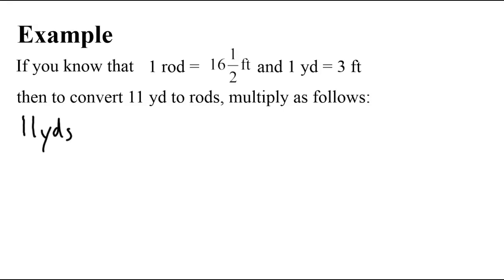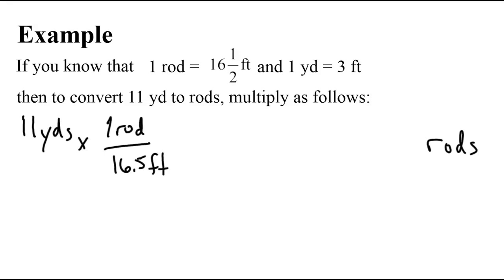And now we need to find the unity fraction that is going to help us convert this into rods. So remember what we want to do: to convert yards into rods, we want to end up with rods down at the end. So we know that if we have 11 yards and we're trying to get rods, we need 1 rod on top, which equals 16.5 feet. So now that way, I'm going to end up with rods at the end.